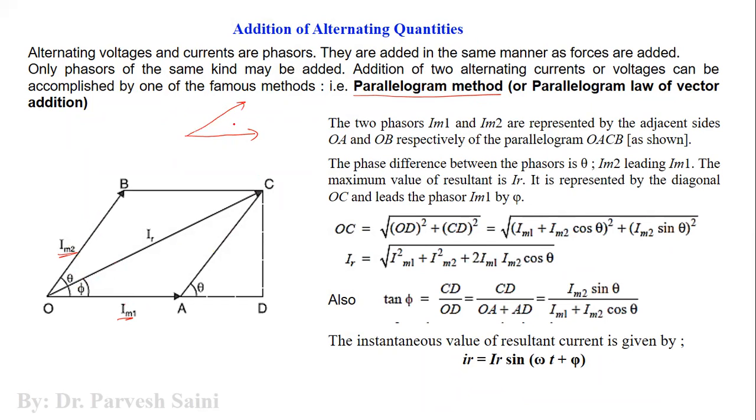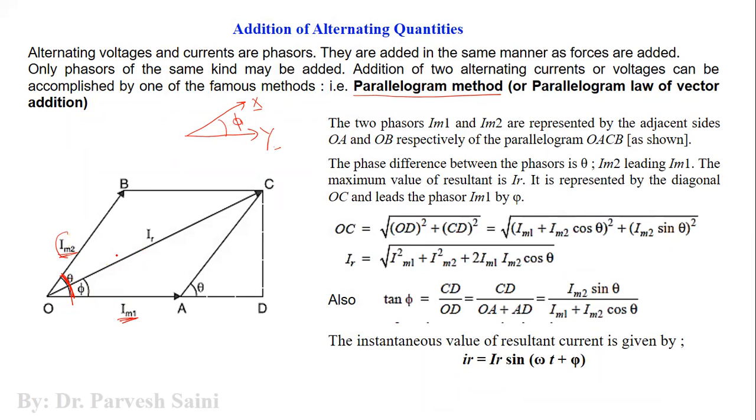Like if we have two things, let us say this is some quantity x and this is some quantity y. So we'll say that x is leading y by some angle, let us say phi, for example. Or you can also say that y is lagging x by phi. So both statements are true. Here, if you see, Im2 is leading Im1 by theta, or you can also say that Im1 is lagging Im2 by theta, right?